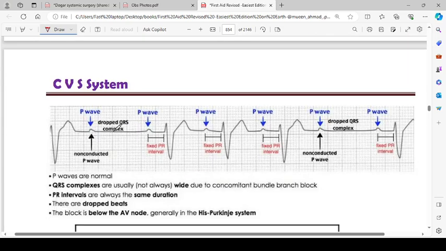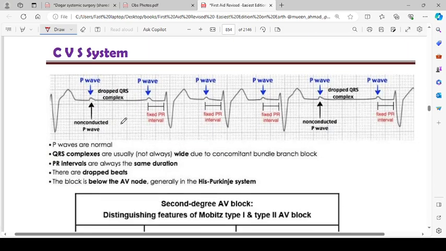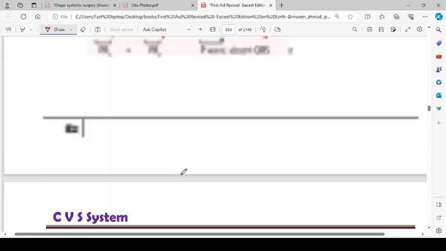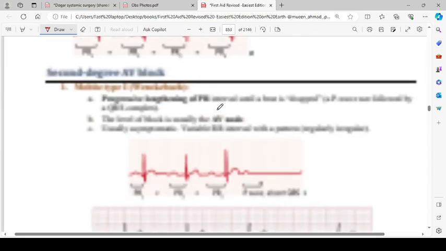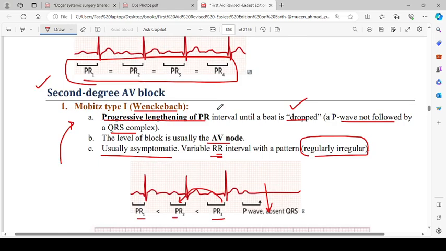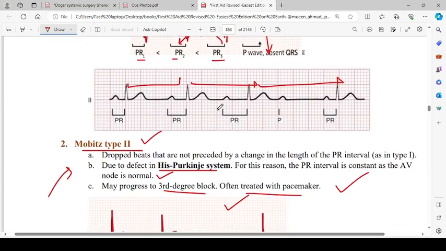Then we have this thing like the P waves are normal. QRS complexes are usually, not always, wide due to the concomitant bundle branch block. PR intervals are always of the same duration. There are dropped beats. We are talking about Mobitz type 2, and the AV block is always below the AV node, generally in the His-Purkinje system. So Mobitz type 2 is due to the defect in the His-Purkinje system, and Mobitz type 1 is due to defect in what? In maybe the AV node itself.